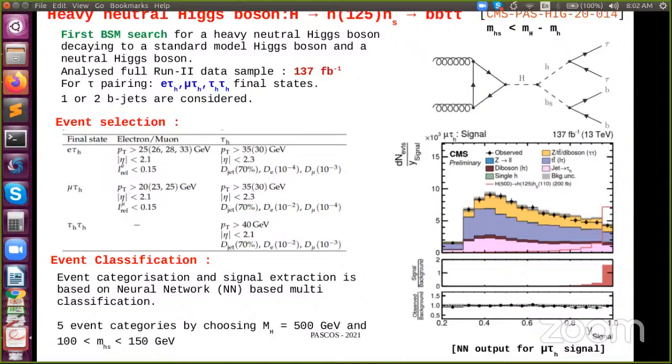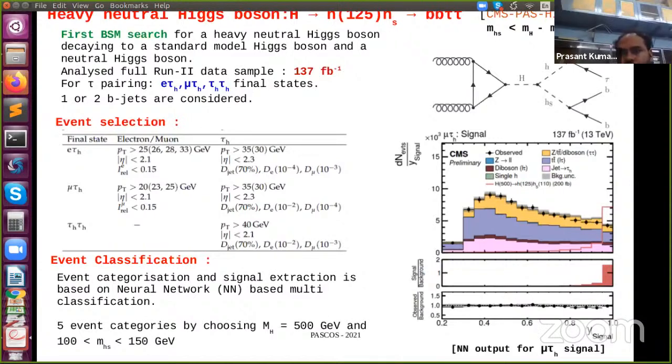And the standard model Higgs boson decays to a pair of tau leptons, and the other scalar decays to a pair of b quarks. The analysis has been performed using the full Run 2 data sample.